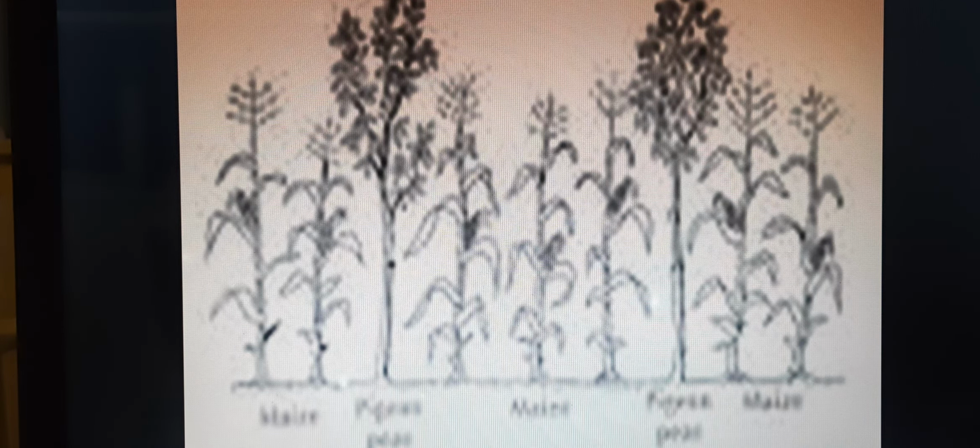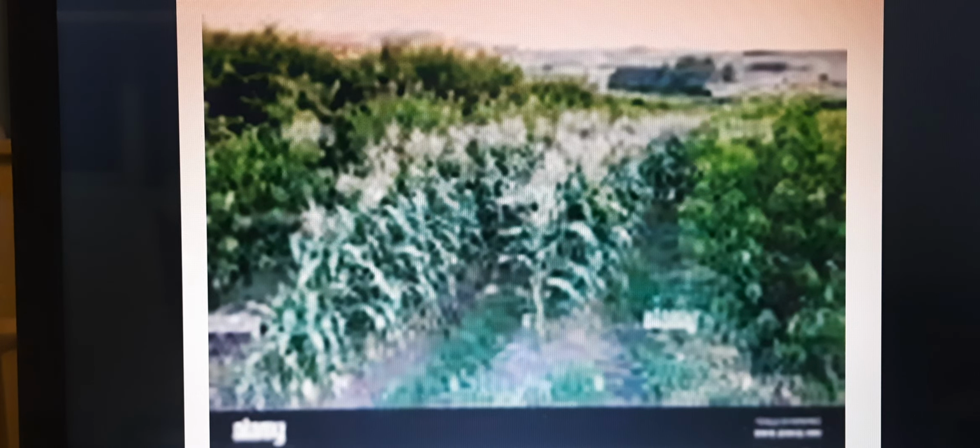So maize plant, they need one type of nutrition, another larger variety they need another type of nutrition. This is also another slide. So just you see, so proper growth of the plants you can see.